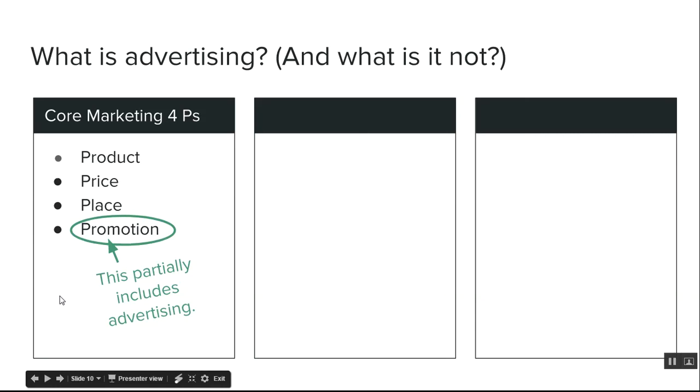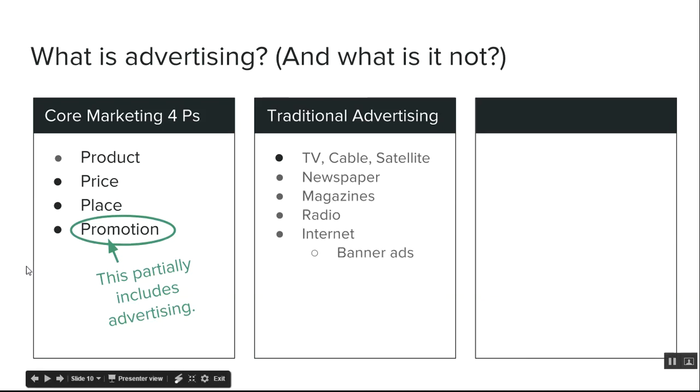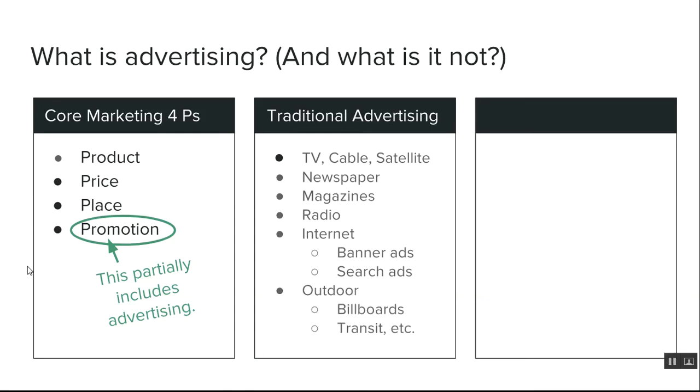But a lot of what we do in this class, and all advertising classes at Northwest, falls under something that we call traditional advertising. And that includes things like TV, newspaper, radio, magazines, internet, outdoor, or some banner ads, search ads, and some outdoor. Those are billboards and transit. Those are all traditional advertising. And again, that's what we focus on in our classrooms, in our advertising classrooms.